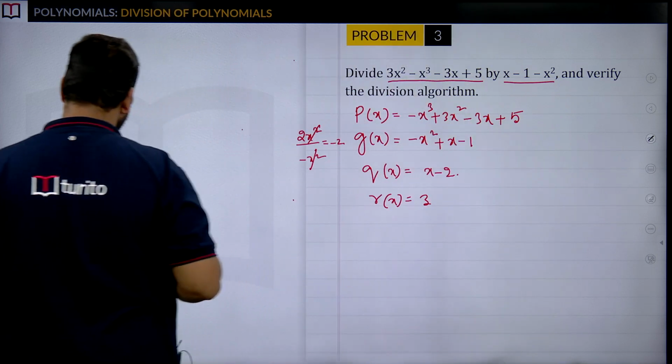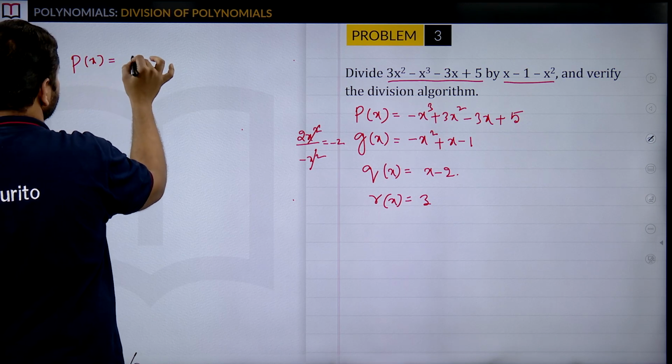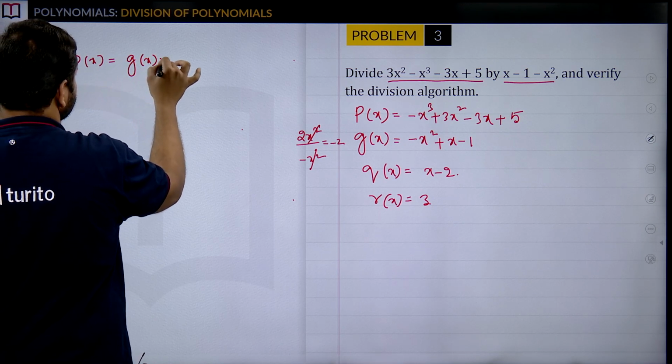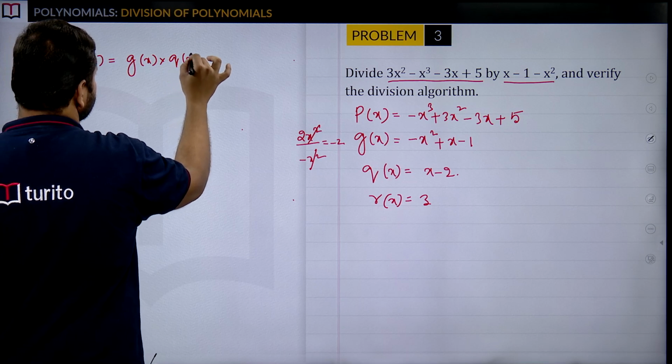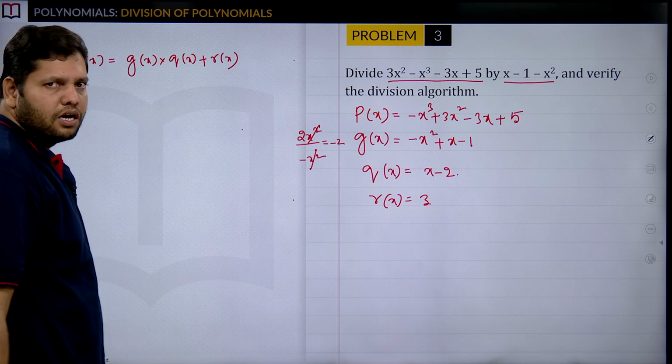Now tell me children, what is the division algorithm? So we can write dividend p of x is equal to, how can we write, children? We can write g of x into q of x plus remainder, which is r of x. So this is the division algorithm, isn't it, children?